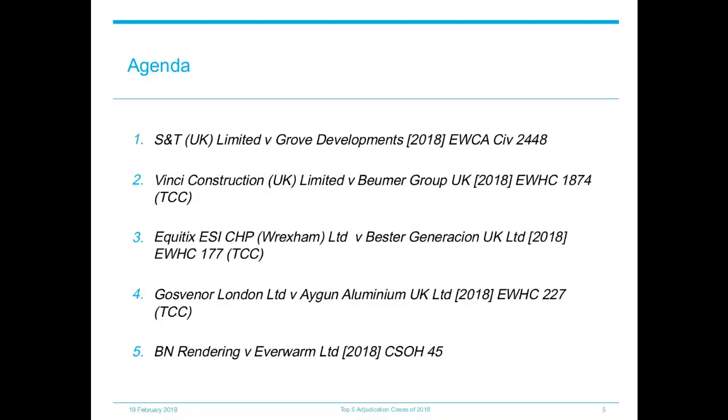We will finish with the Scottish case of BN Rendering Limited against Everwarm Limited, where the Court of Session had to decide whether it had jurisdiction to enforce an adjudicator's award due to an exclusive jurisdiction clause which was included in the subcontract. While most of these cases are English, much of our contract law and many of the standard form contracts used for construction projects are common across the border. The English courts have a larger number of disputes and appeals than the Scottish courts, and therefore key lessons can be learned from looking at English cases, and these cases would likely be persuasive in Scottish actions.